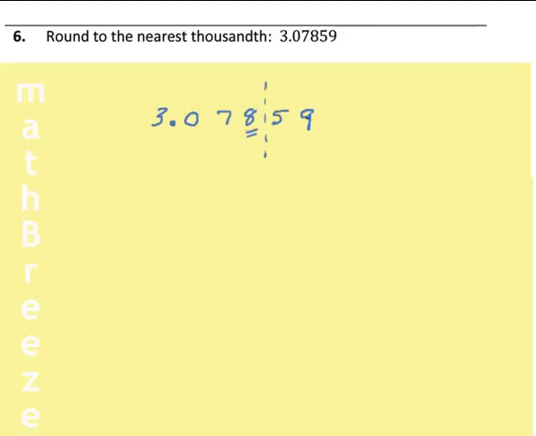Okay, so we look at the number to the right of the thousandth place. It's 5. So again, we're going to round up. 5 or more, and we round up. So the rounded number is 3.079. Again, we round up.